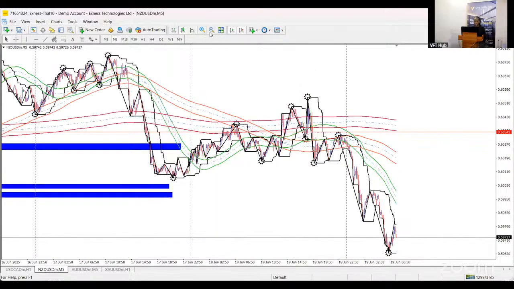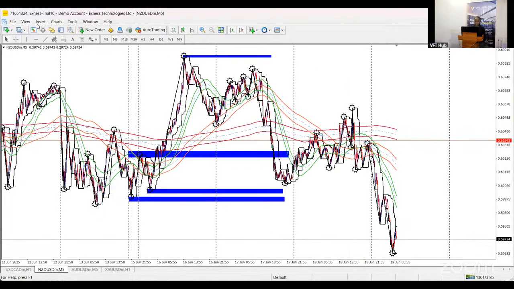So NZUSD now, M5 time frame. I've seen what price is doing on H1. It has retested a key level, or it has just tipped into that key level. Is it going to hold?